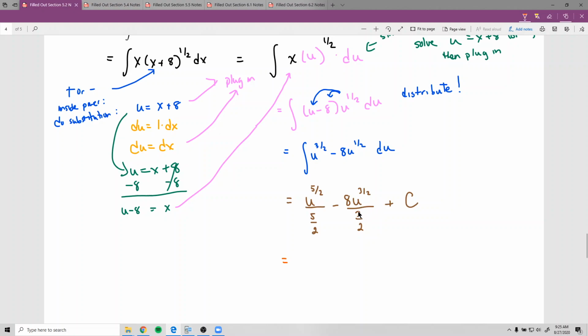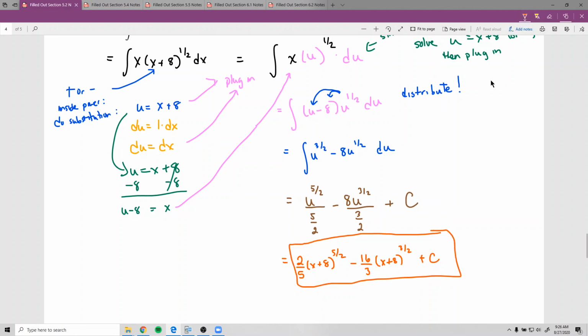Okay. Now finish up. We have a fraction in the bottom, so when we bring it up, especially since there's not a number out front of the first one, we flip it and we get 2/5 because it would be multiplied by 1. In place of u is x plus 8 to the 5/2 minus 8. When we flip the 3 over 2, we get 2 over 3. The 2 times 8 is the 16 over 3. And then in place of u, once again, we got x plus 8 to the 3/2 plus c. And that is our final answer.